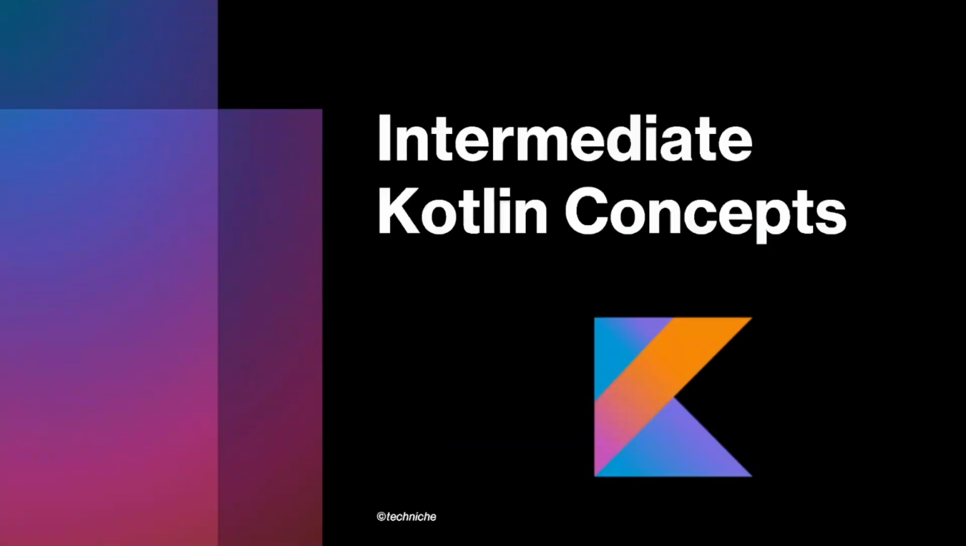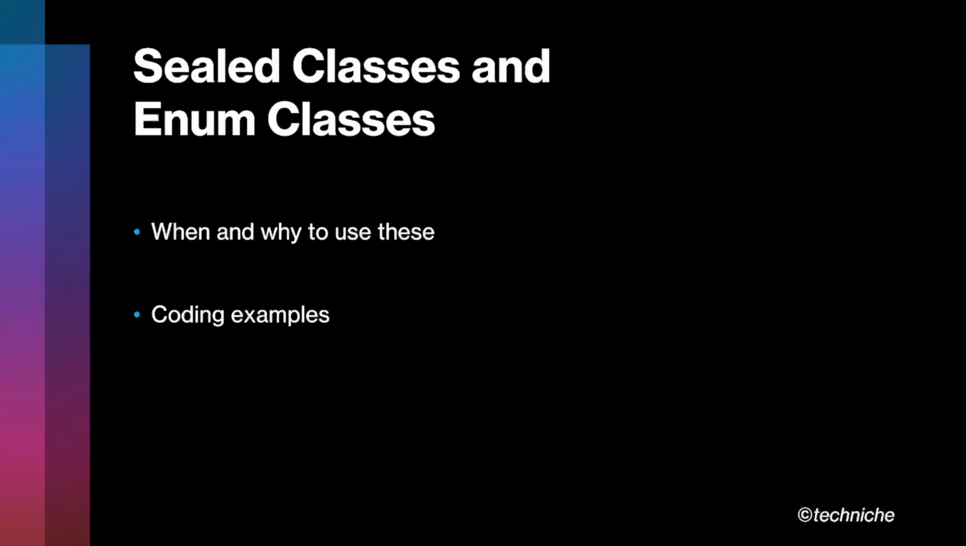Okay, so let's start with sealed classes and enum classes. If you wondered when to use which or why these are important, this video is for you. By the end of this video, you will not only understand how to use sealed and enum classes, but also know the scenarios where each shines. Let's jump right in. So let's start with enum classes. These are perfect when you're trying to model a fixed set of constants. Think of days of the week, months, or maybe user roles.